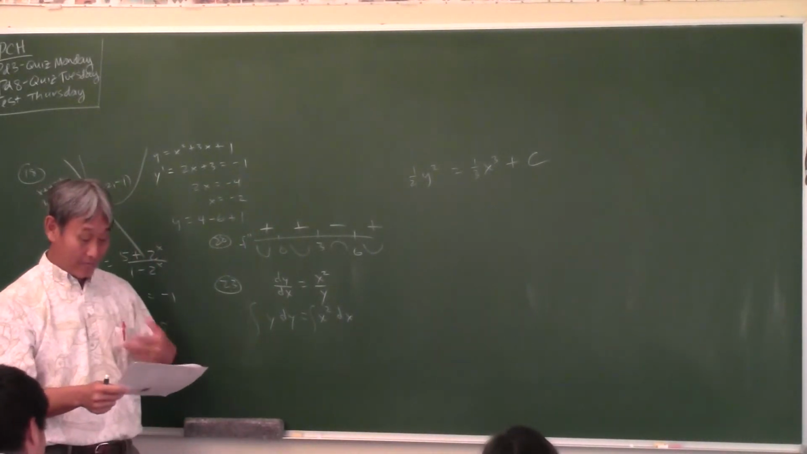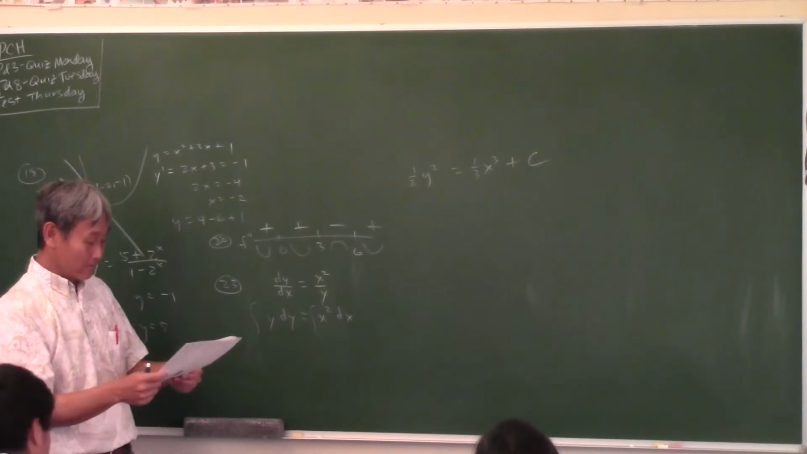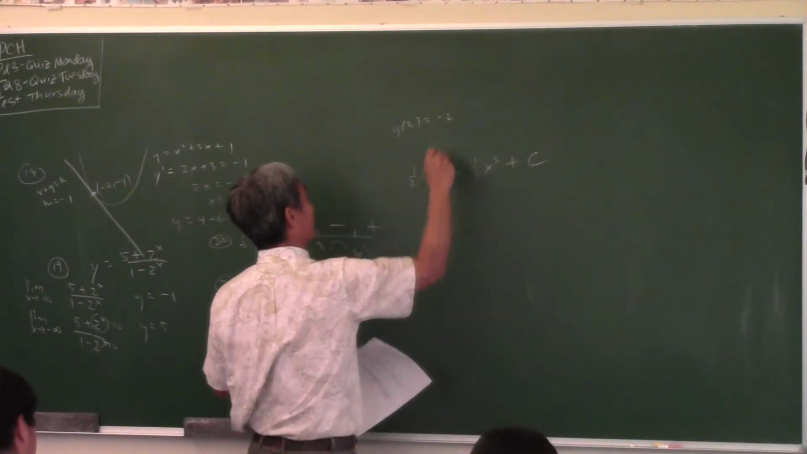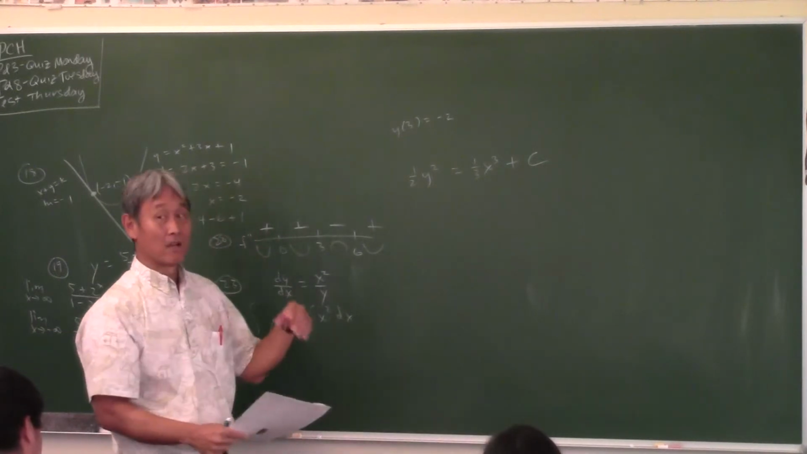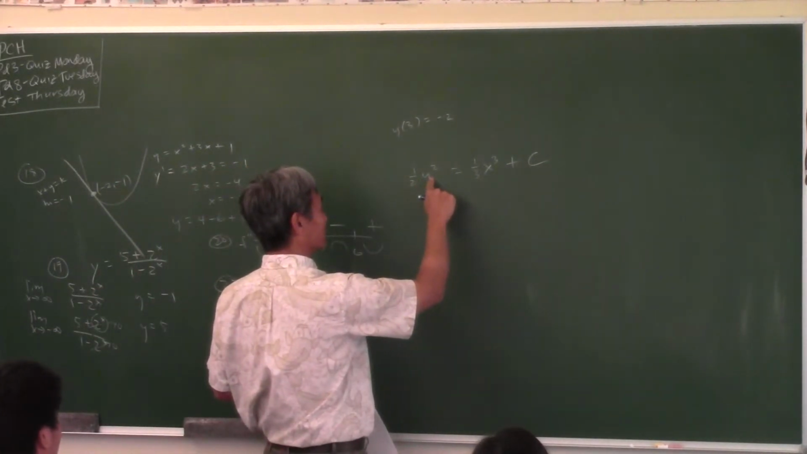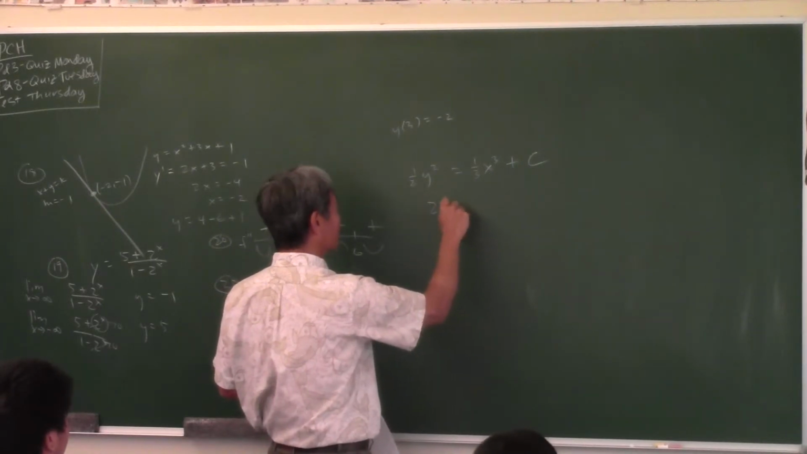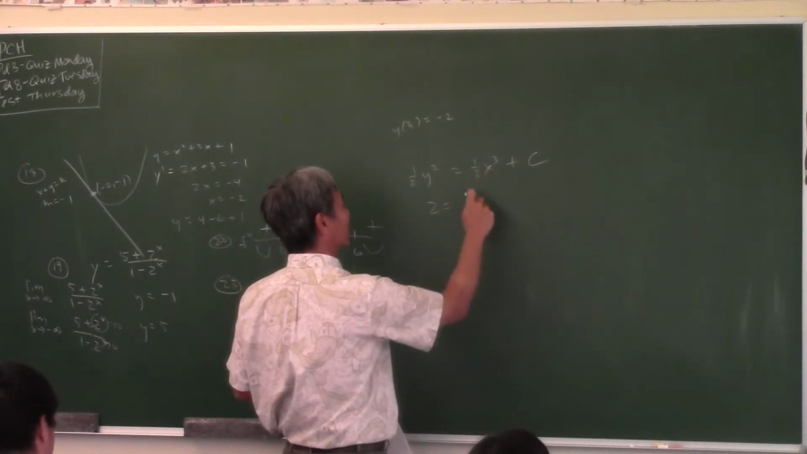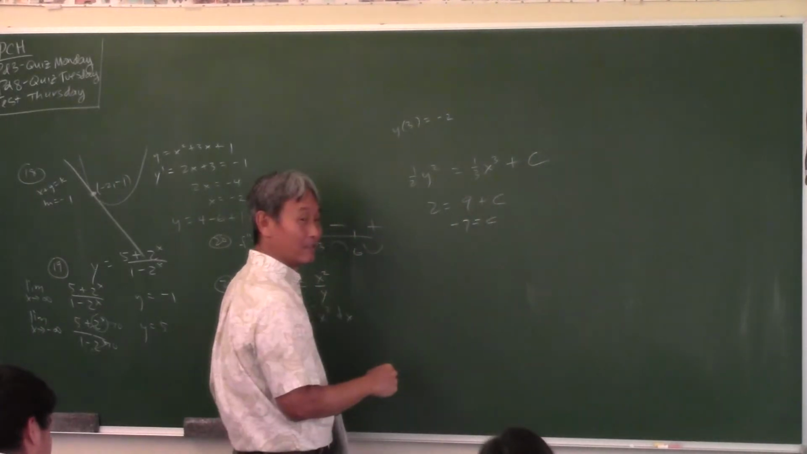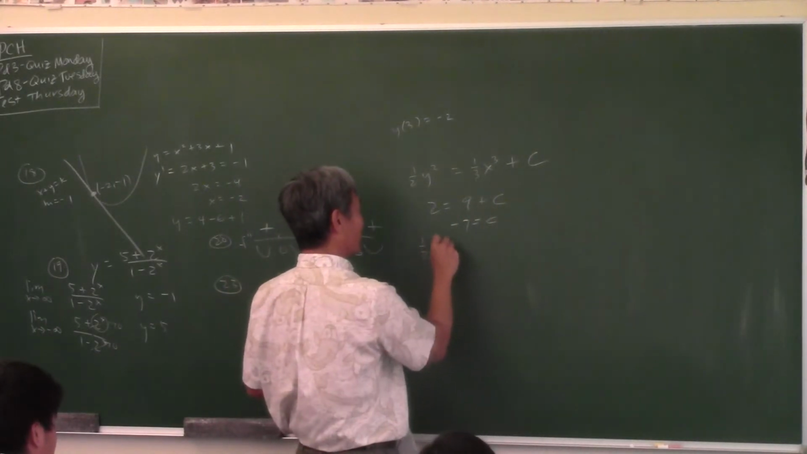Now, did they give me information to figure out what c is? Yup. It says y of 3 equals -2. That means if I plug in 3 for x, y will be -2. So plug in -2 there, and plug in 3 there. 2 equals 9 plus c. Therefore, c is -7. So this is what we got so far.